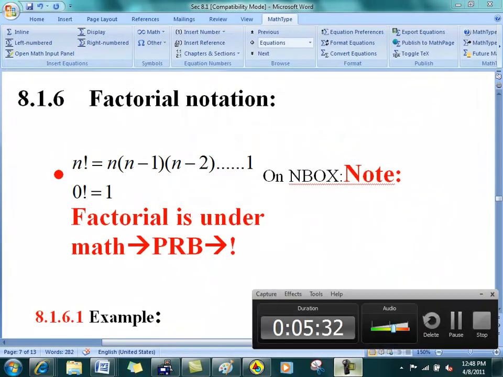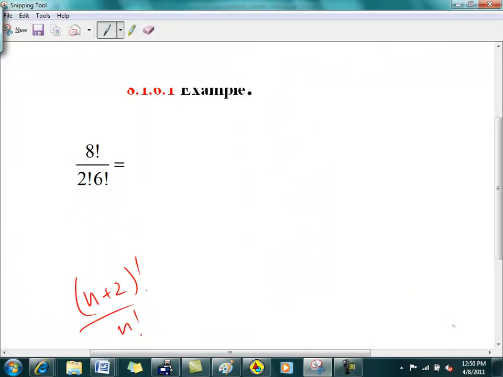Wait a minute. Let me pose this. Okay, so does everybody see that the numerator is this? Is everybody happy with the numerator? 8 times 7 times 6 factorial. I don't want to go down all the way to 1, and you'll see why in a minute.